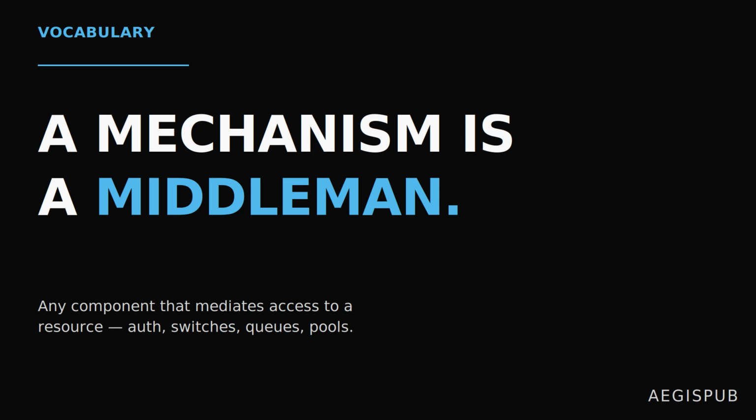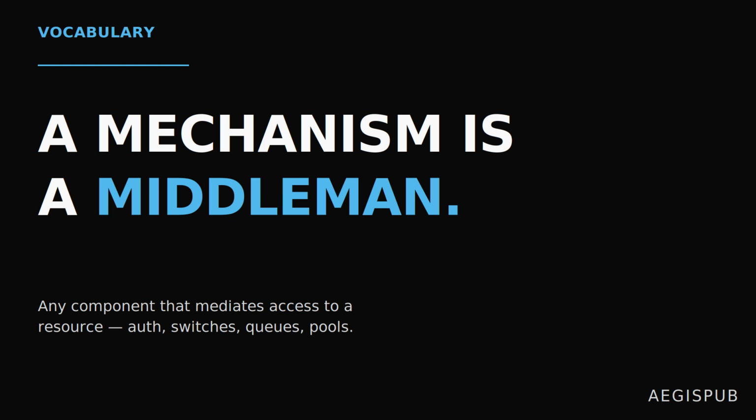The word mechanism here is deliberate and important. A mechanism is not just a piece of software or hardware. It is any component of a system that mediates access to a resource. An authentication system is a mechanism. A network switch is a mechanism. A database connection pool is a mechanism. A message queue is a mechanism. A shared file system is a mechanism.